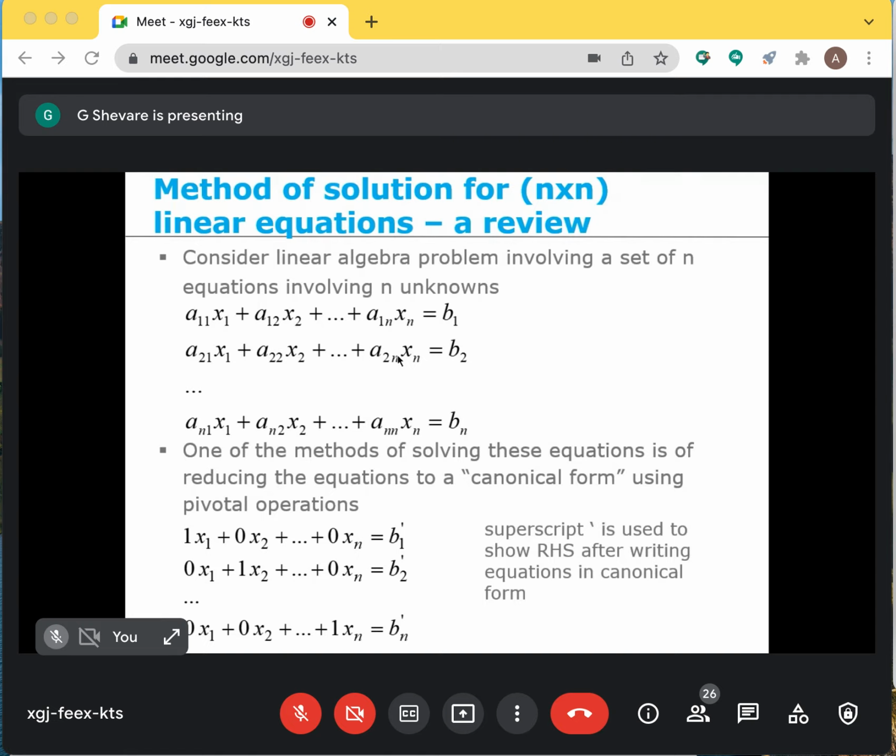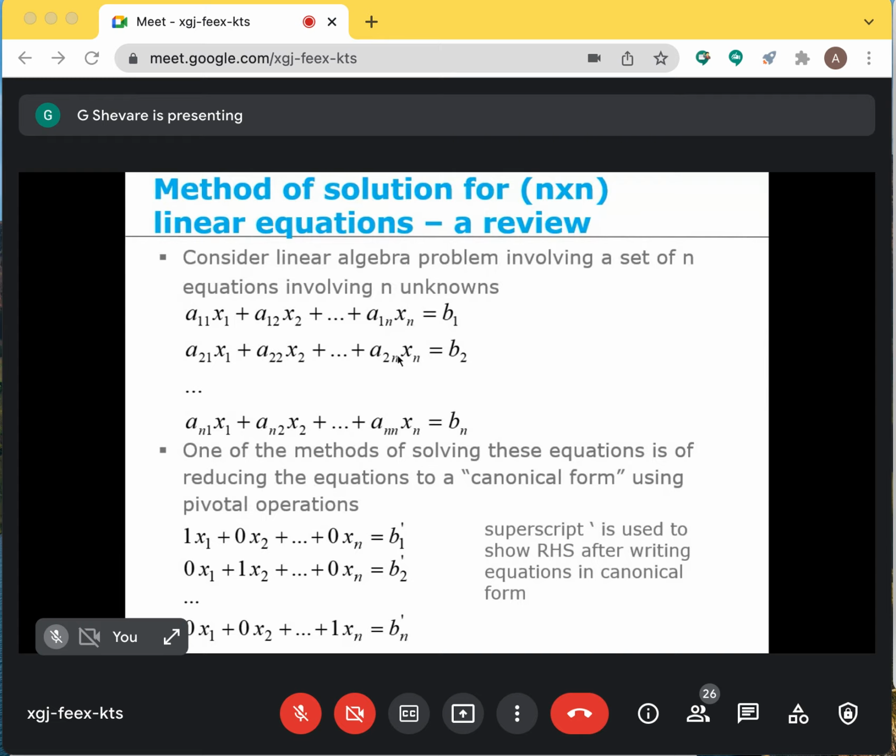So the solution to the linear algebraic equations is posed as the following. Let's assume that there are n equations. Remember, don't mix this n with the n that we were talking about in linear programming. This is a separate topic by itself, a couple of slides. So there are n equations and there are n unknowns. How do we solve this determinate system of equations?